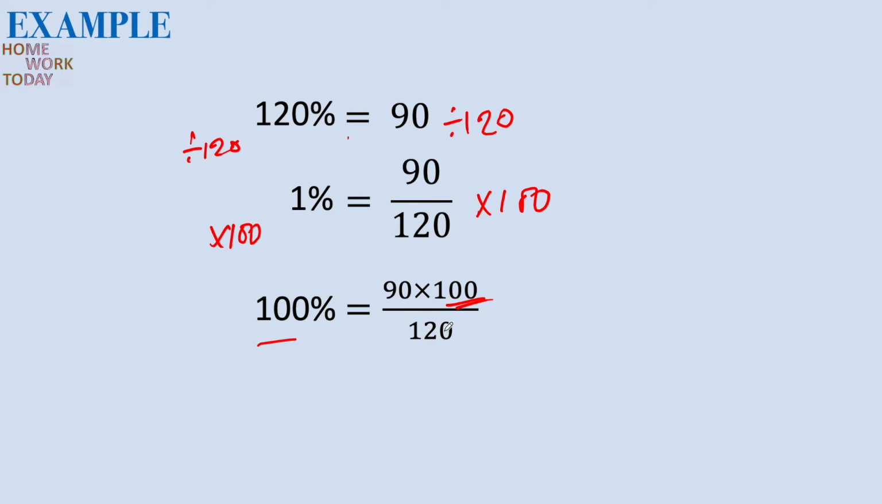Let's simplify. Dividing 120 by 10, we get 12. Dividing 100 by the same 10, we get 10. Dividing 10 by 2, we get 5. Dividing 12 by the same 2, we get 6. Dividing 90 by 6, we get 15. Now we just multiply 15 by 5 and get 75. And the original amount is 75.